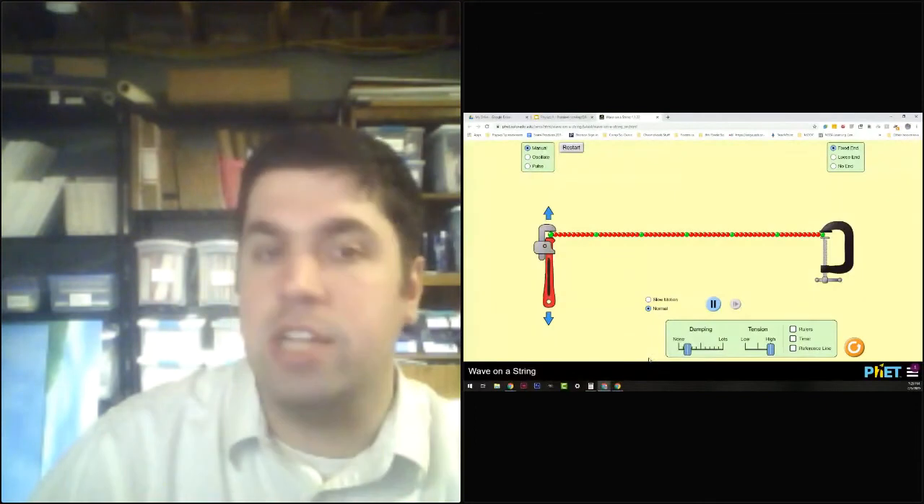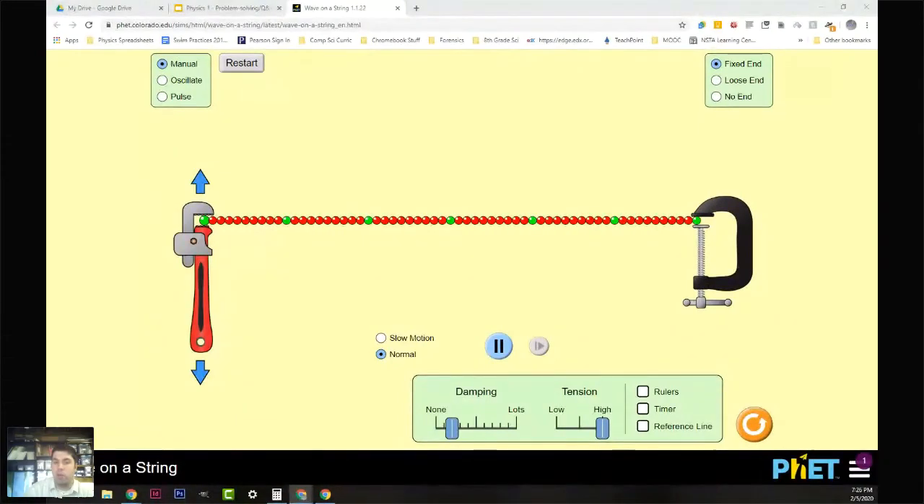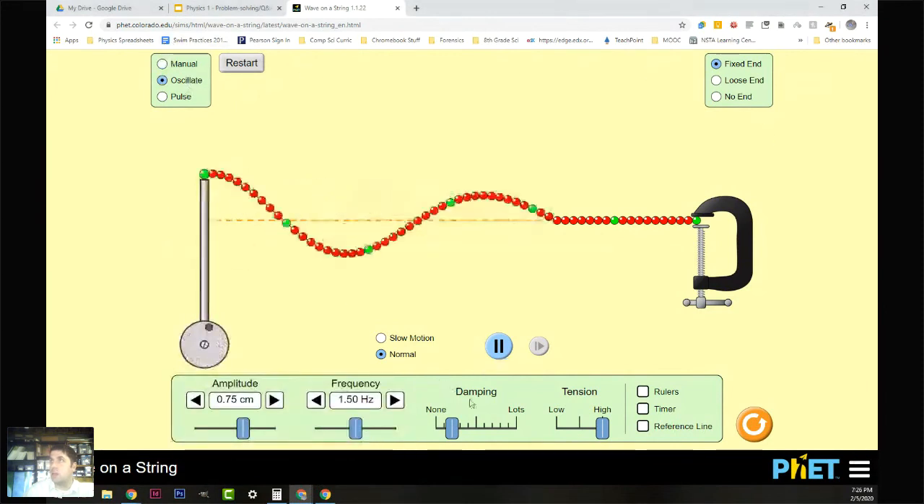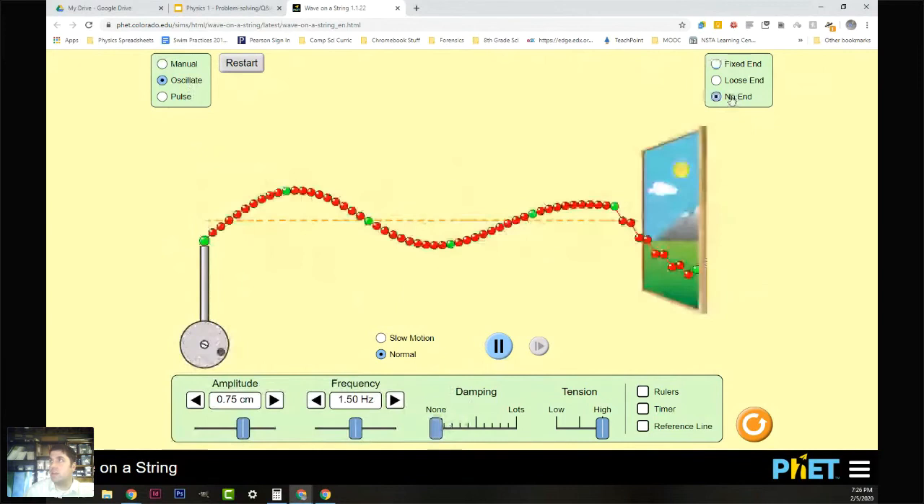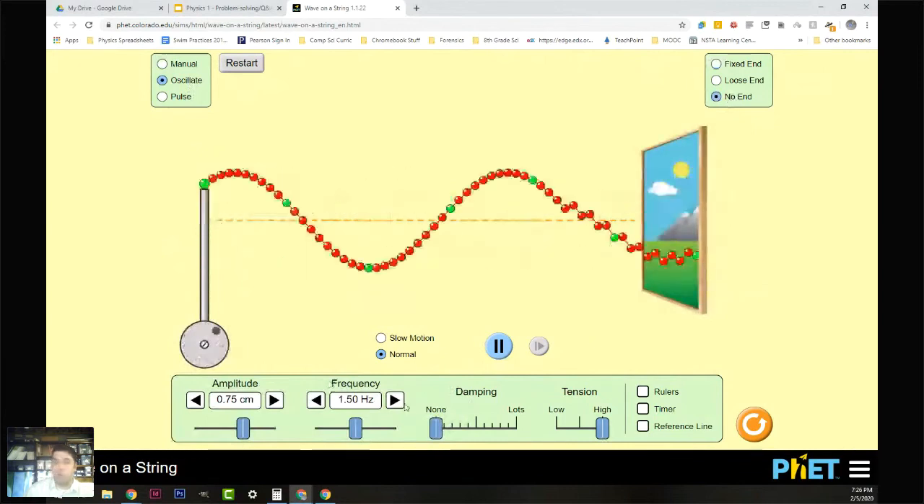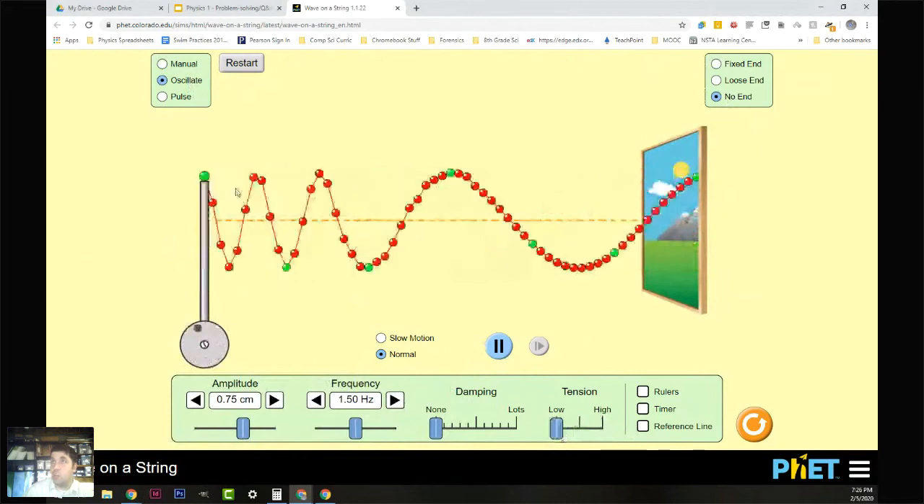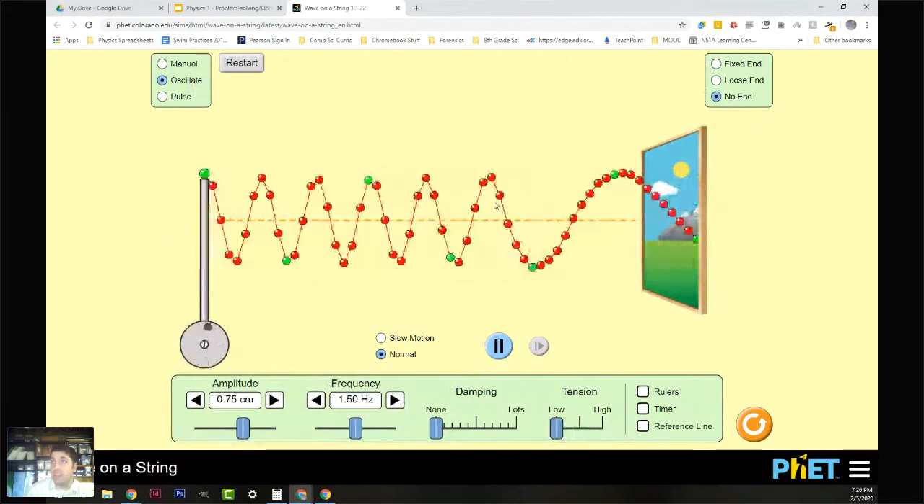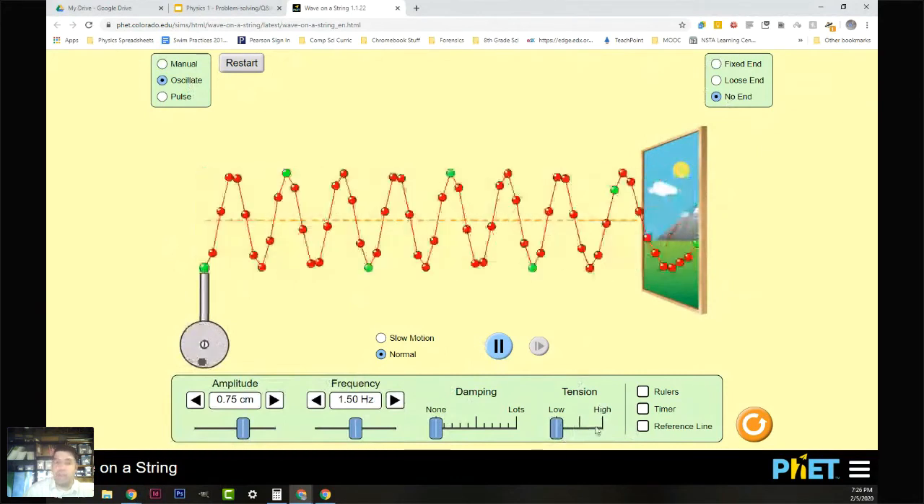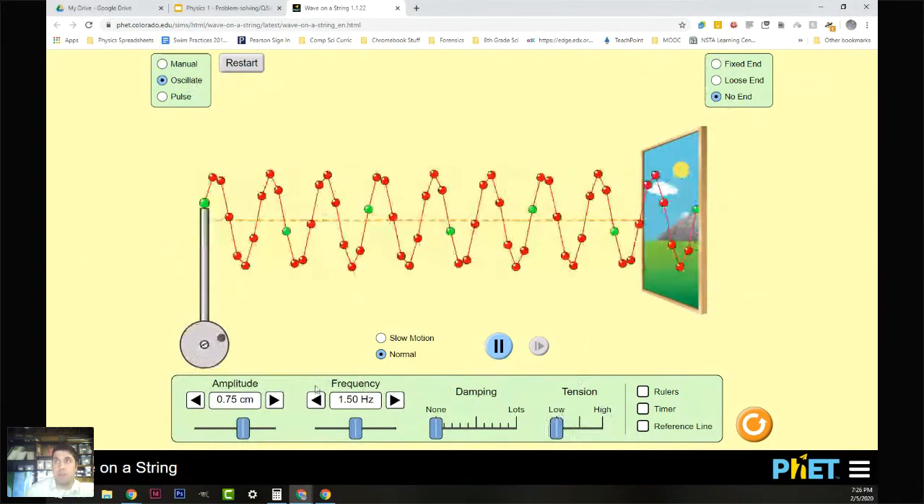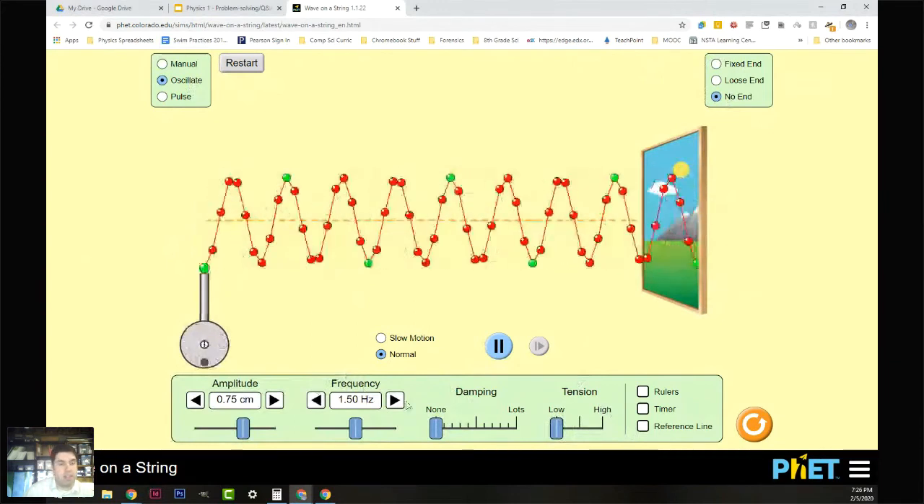This one works. Okay. We saw that in this simulation, where if we were to change the tension, let's go back to the oscillating one. Turn this off. Okay. Frequency is 1.5. I change the tension. Notice how the wavelength changes. The wavelength got a lot shorter because I went from fast to slow. The frequency stayed the same.